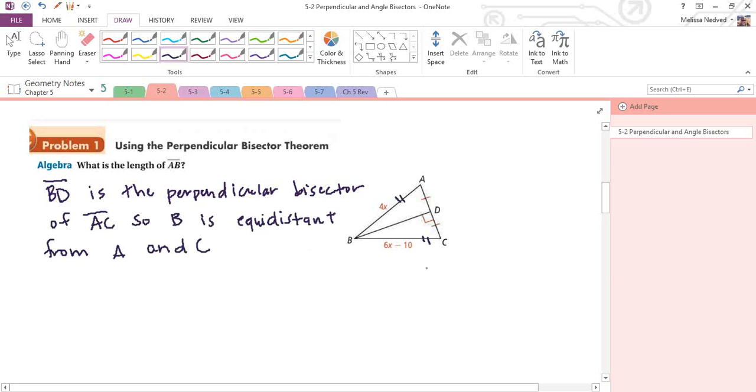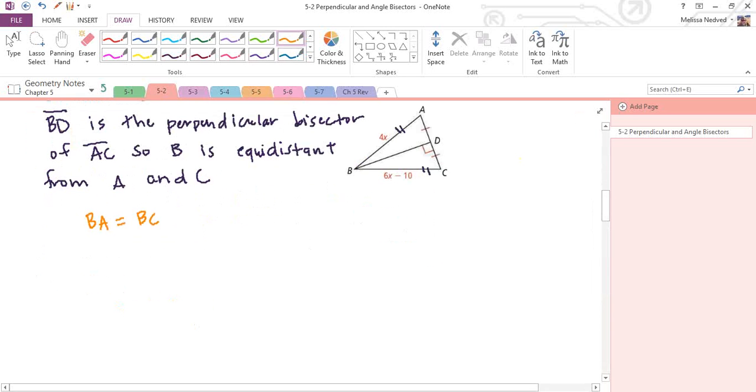Now, looking at my given information, I know BA is equal to some expression 4x, and BC is equal to some expression 6x minus 10. And since BA is the same length as BC, we can use substitution to solve for x. So BA, I'm going to substitute in 4x, is equal to BC, I'm going to substitute in 6x minus 10. Now I've got a two-step algebraic equation to solve.